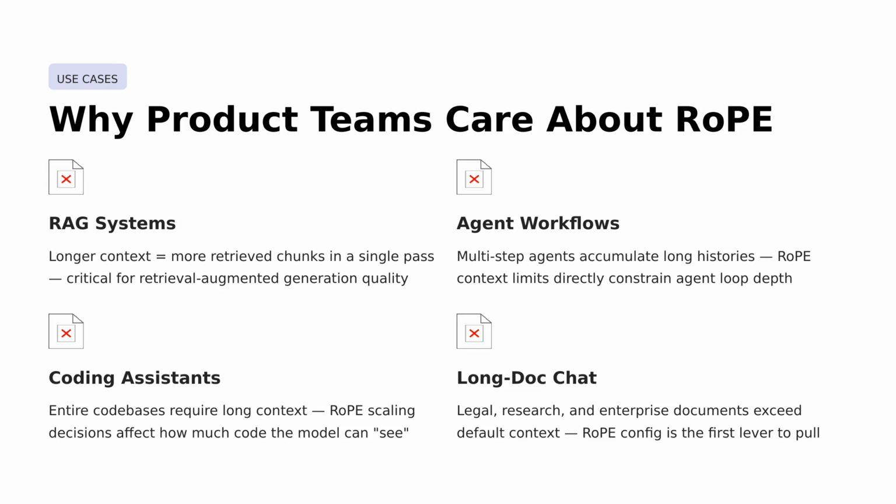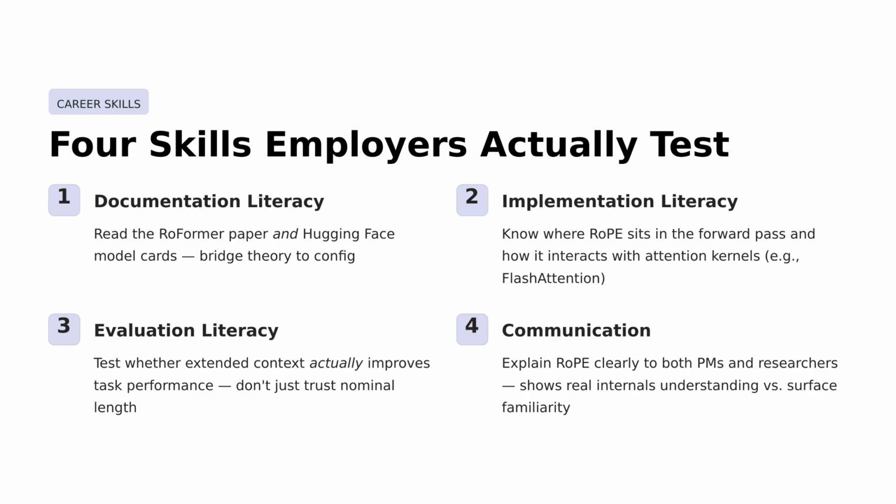extend usable context. Beyond the theory, these are the career skills employers actually look for. First, documentation literacy. Can you read the RoFormer paper and a Hugging Face model card? Then connect the ideas to real settings and configs. Second, implementation literacy. Do you know where RoPE appears in the forward pass and how it affects attention kernels like FlashAttention? Third, evaluation. Can you verify whether longer context really helps? And finally, communication. Can you explain all of that clearly to both PMs and researchers?